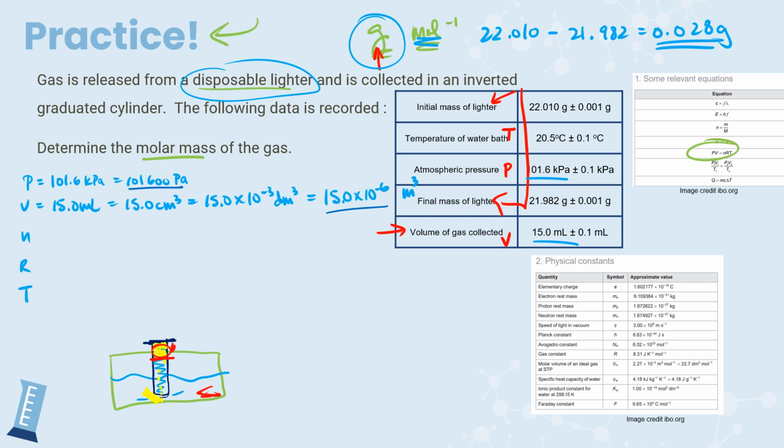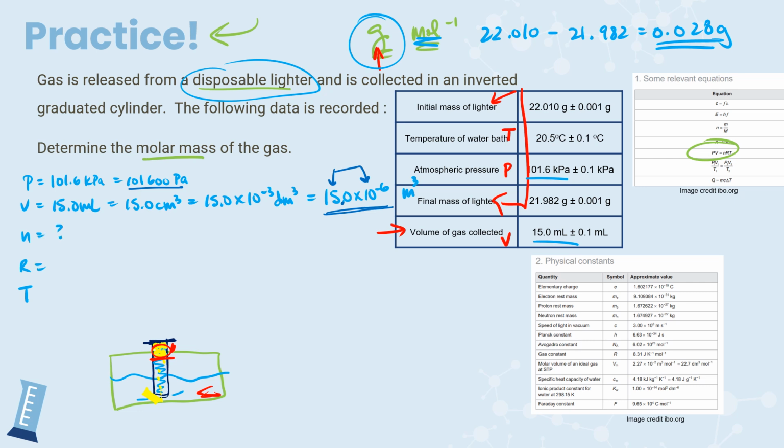101,600 pascals, 15 times 10 to the minus 6 cubic meters. And again, I know that this is not really good scientific notation because I have more than just a units place, but we're going to go with it. It's going to make our math make sense. N is what we don't know. It's what we're trying to find.